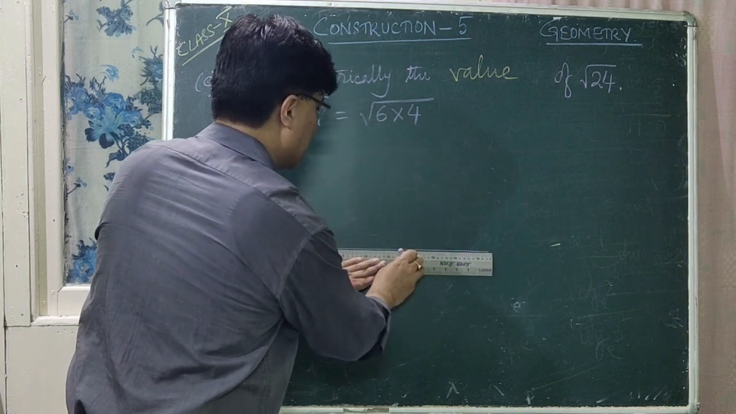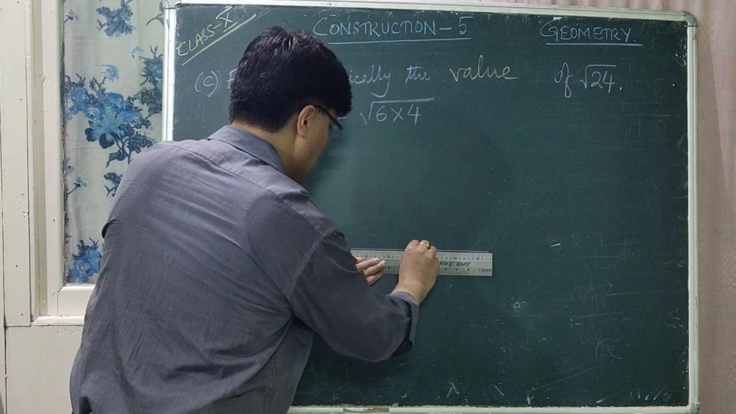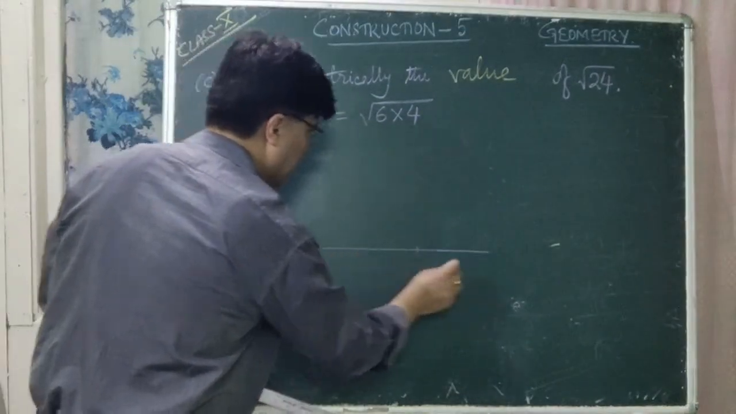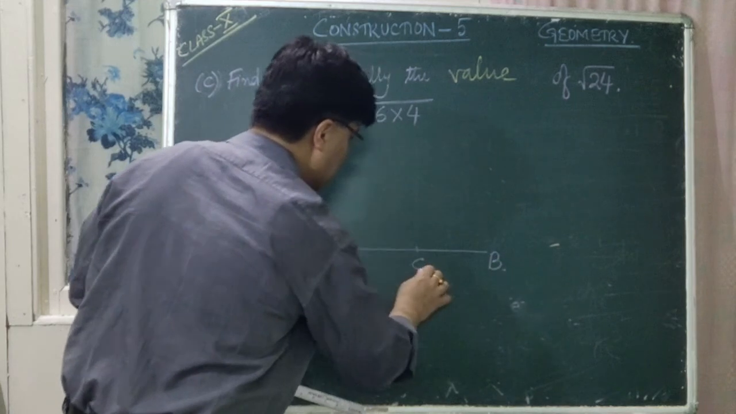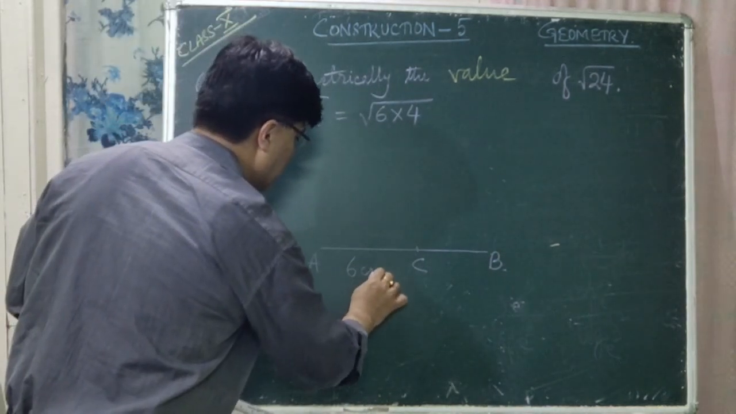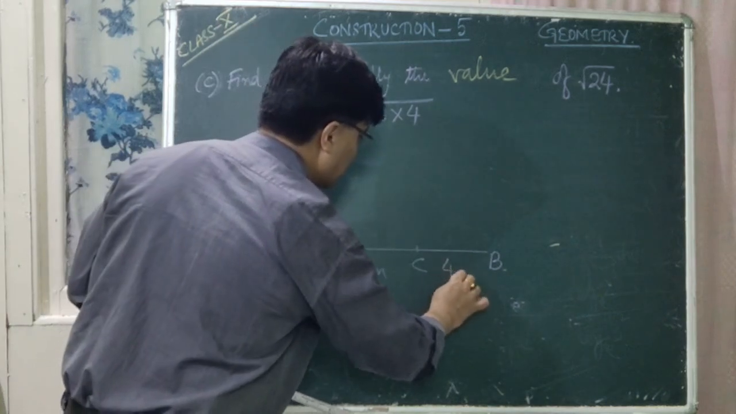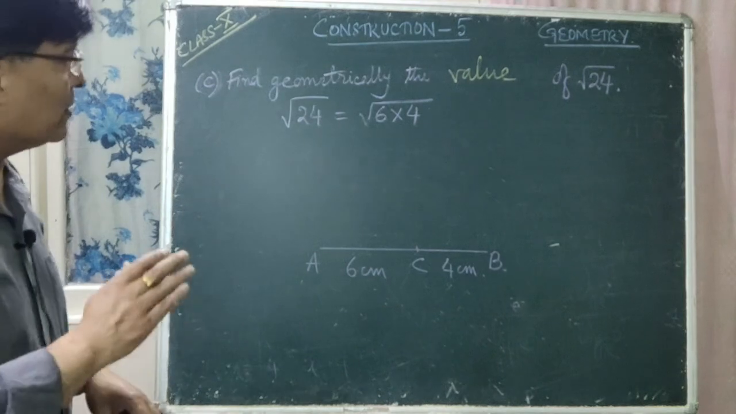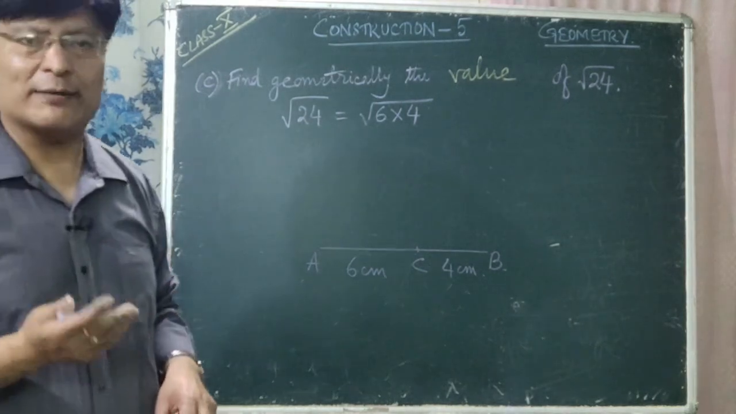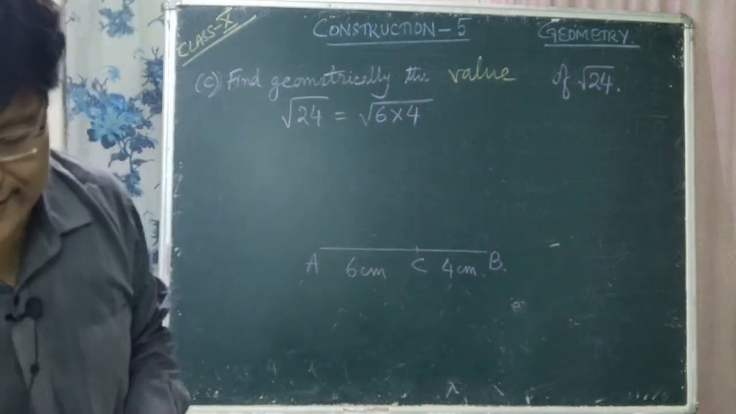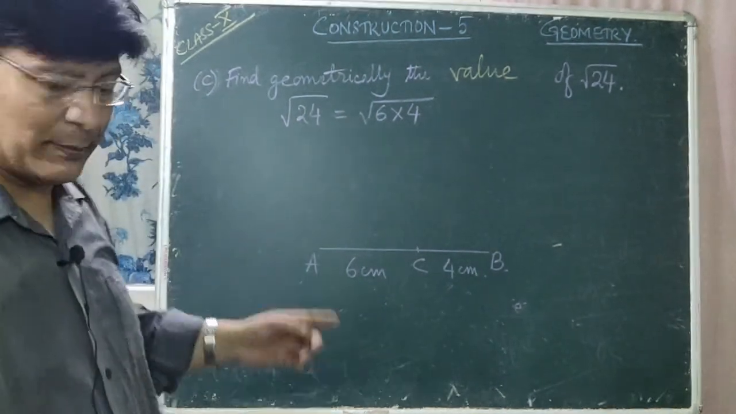So this is of 10 centimeter and suppose this is your A, B and this is C. So AC is of length 6 centimeter and CB is of length 4 centimeter. So you can use the same method that we have done in the previous construction. Okay, that means you have to bisect this line AB.